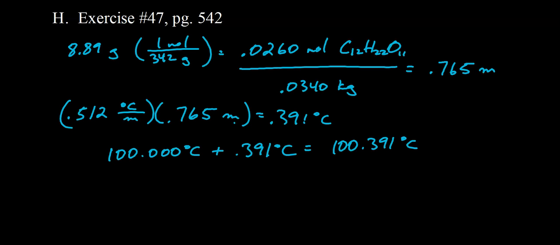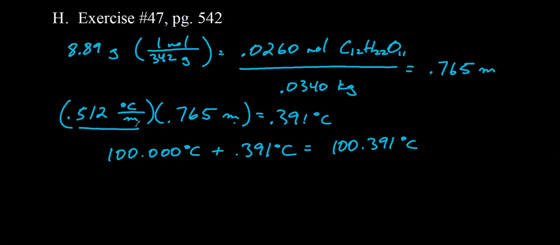So here's our setup. We need to first calculate the molality of the solution. So take the 8.89 grams of sucrose, convert that to moles. Moles of solute divided by kilograms of solvent. So the mass of the water is 34 grams. Convert that to kilograms. We get a molality of 0.765. Take that, multiply it by Kb of our solvent. The solvent here is water, so we're using 0.512 degrees Celsius per molal. And that will give us a boiling point elevation of 0.391 degrees Celsius.